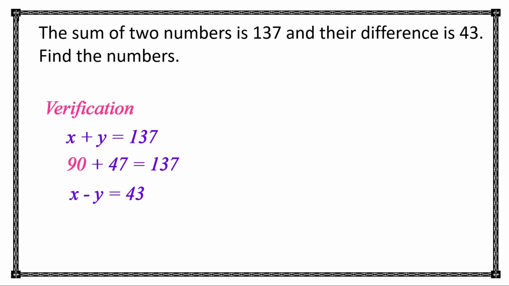Second condition, their difference is 43. x minus y is equal to 43. Now substitute the value of x and the value of y here, children. It becomes 90 minus 47 is equal to 43. Yes, 90 minus 47 is equal to 43. So second condition satisfied.